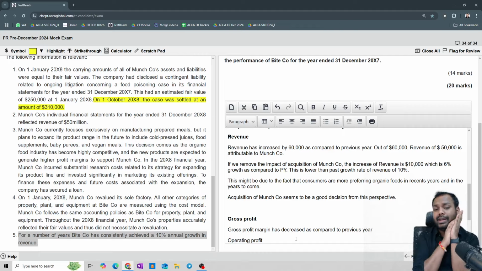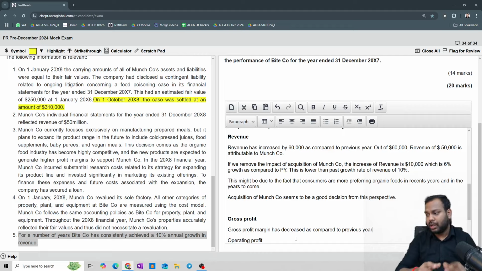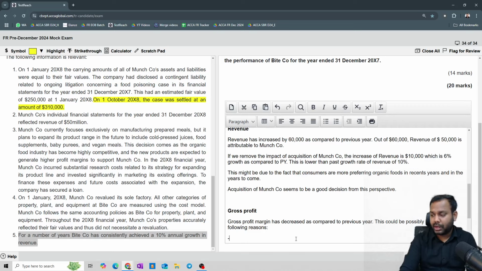Can you tell me the reason why the gross profit has decreased as compared to previous year? Come on, guys, tell me. Why has the gross profit decreased during the current year? Okay. Now, this could possibly be due to the following reasons. So the possible reasons for the decrease of the gross profit are, now we are speculating a little bit.